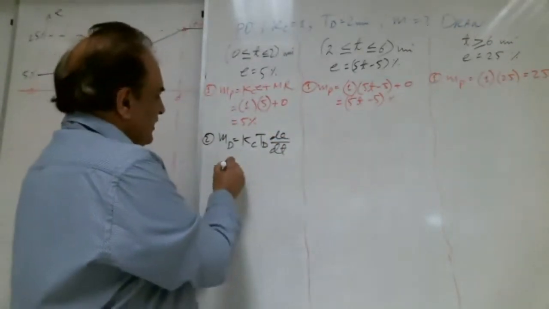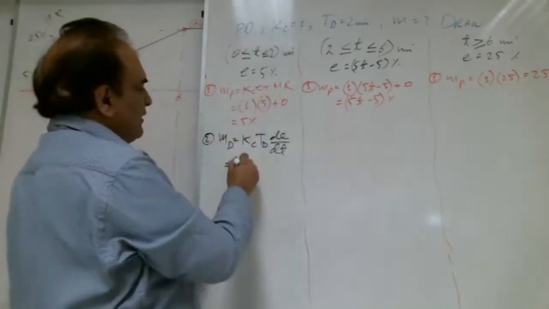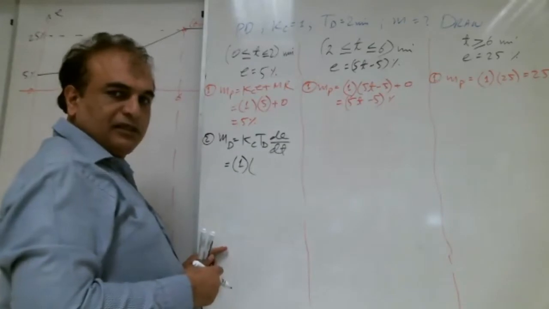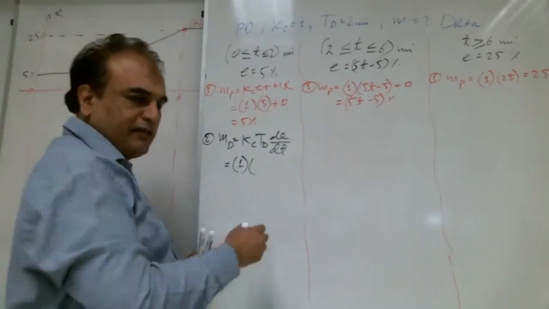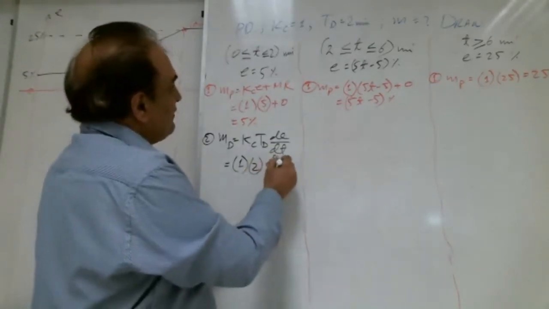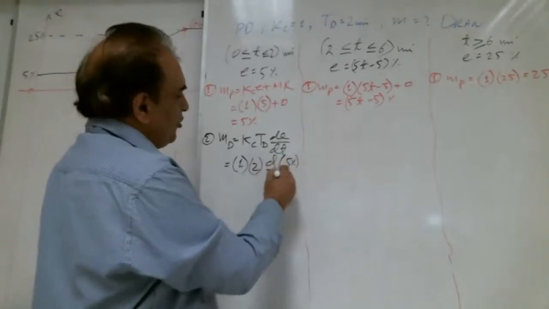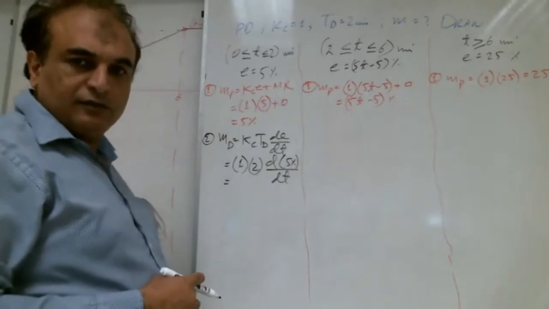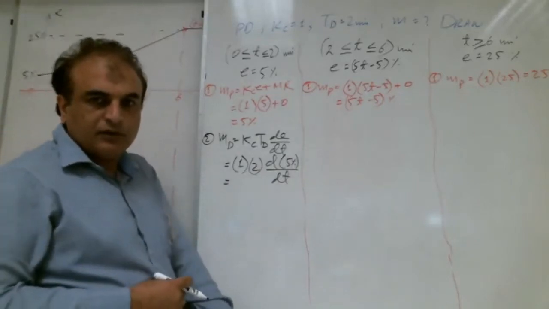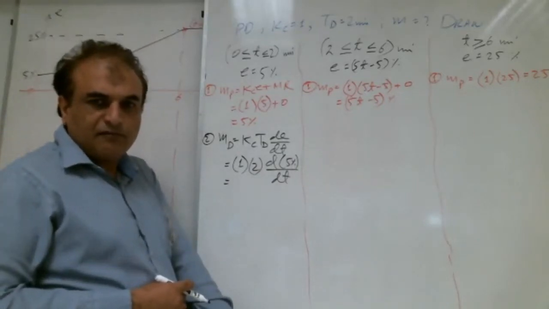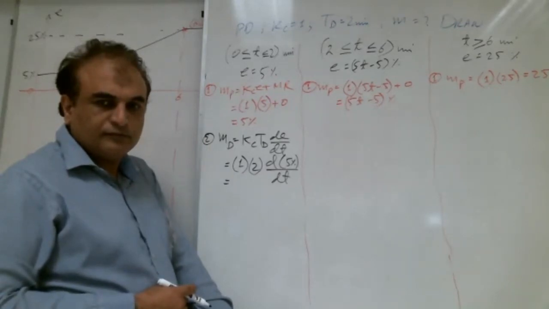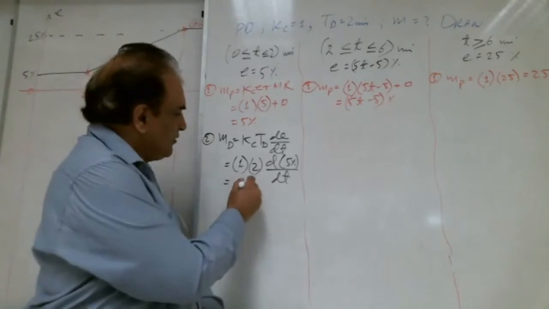So what is KC here, Shabab? KC is 1. How much is TD, Shabab? 2. Very good. Lot of brothers are adding 2. Derivative of 5% over dt. So how much, Shabab? 0%, teacher. 0%. Very good.